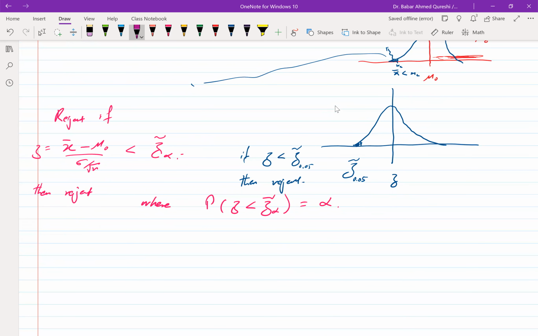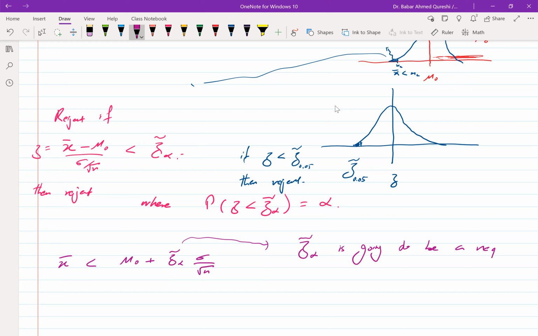So from here, you can say that if x bar is less than mu naught plus z tilde alpha sigma over under root n. However, notice that this z tilde alpha is going to be a negative number, because the standard normal is centered at z equal to zero. So the numbers on this side are negative.